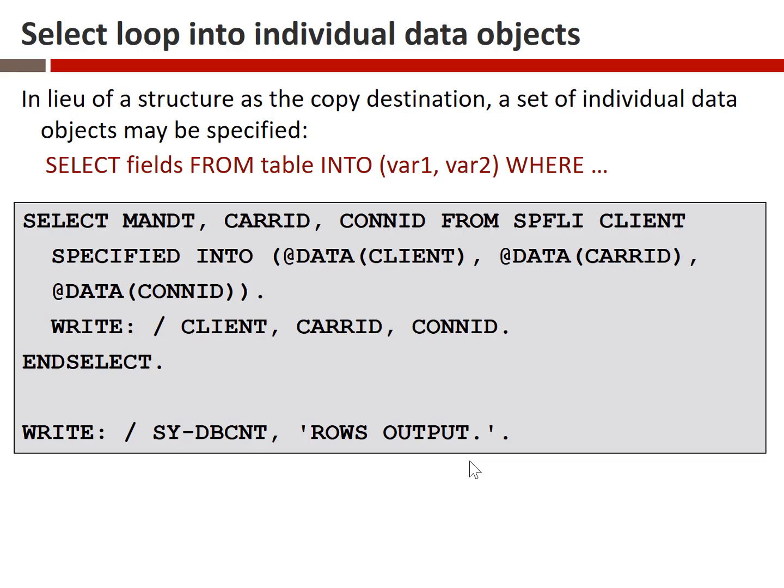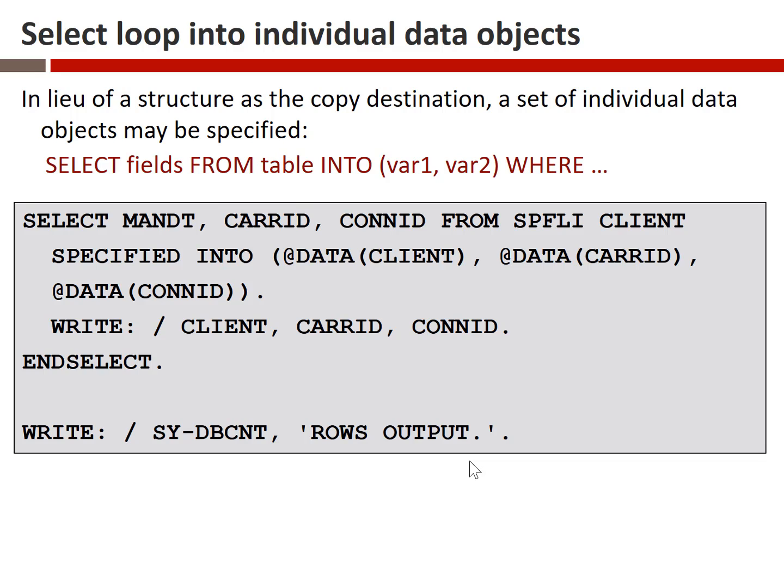And notice now we have another kind of interesting coding convention. After the word into, there's an opening parenthesis. When the system encounters an opening parenthesis, it says, oh, this is not going into an internal table, and it's not going into a work area. It's going into individual variables. And so in this case, I'm dynamically creating a variable called client that it's going to put mandt into, and I'm dynamically creating a data object called carrid that it's putting carrid into, and I'm dynamically creating a data object called connid that is putting connid into.